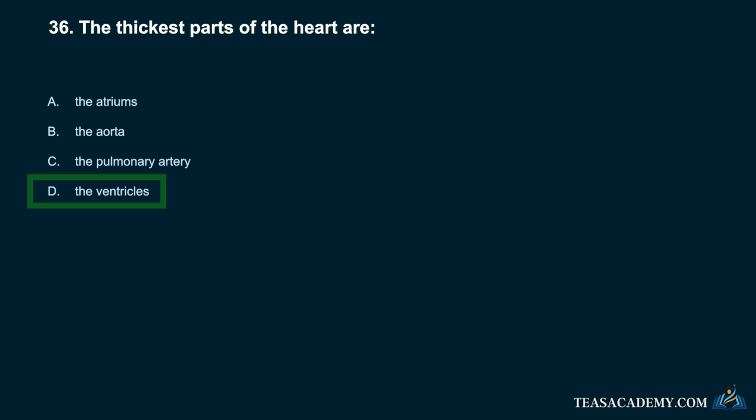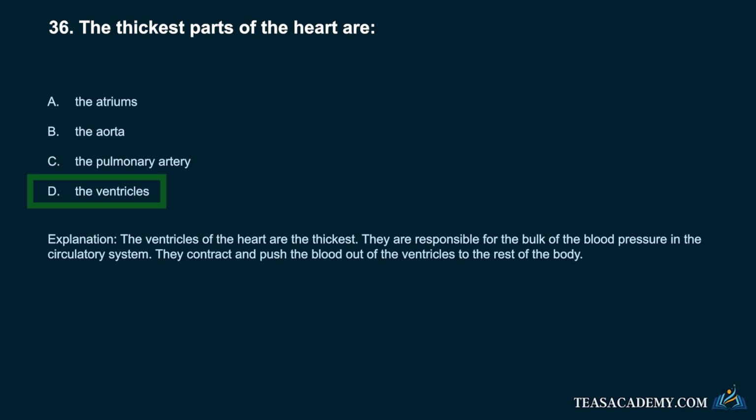Correct answer, D. The ventricles. The ventricles of the heart are the thickest. They are responsible for the bulk of the blood pressure in the circulatory system. They contract and push the blood out of the ventricles to the rest of the body.